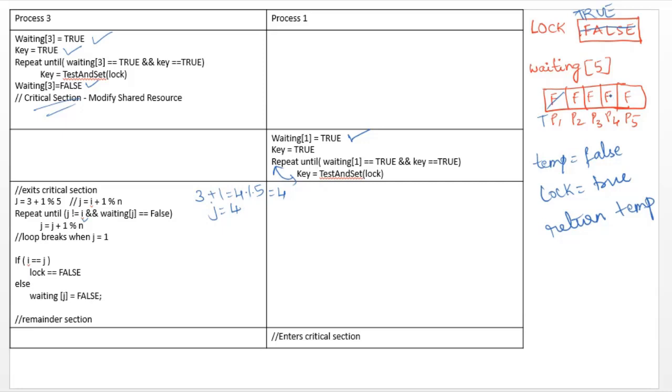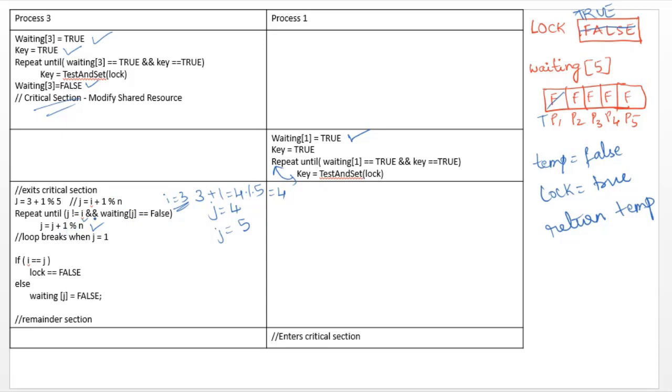When that is true, what are we trying to do? We are incrementing the j value. Now j will become 5. Again, check the condition. Let me write i value here. i, we are not changing. It is still 3. We are again checking whether i value is equal to j. No. So this condition is satisfied. Next condition is waiting of j is equal to false. Yes, waiting of j is also equal to false.